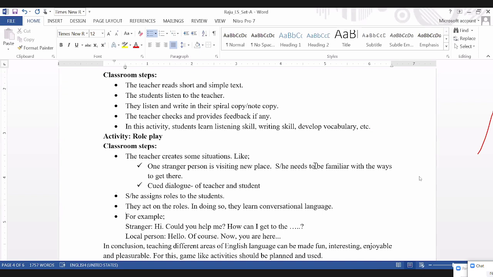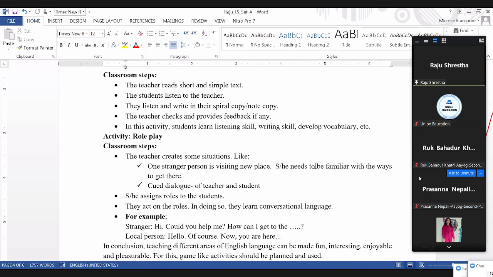For example, one example. The stranger says, hi, could you help me? How can I get to the post office, to the school, like this? Local person: hello, of course, now you are here, so you go this way and walk 5 minutes, take a turn on your left and right, like this instruction or direction he or she can give.